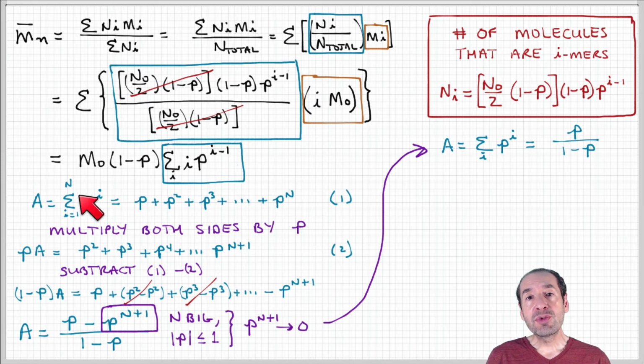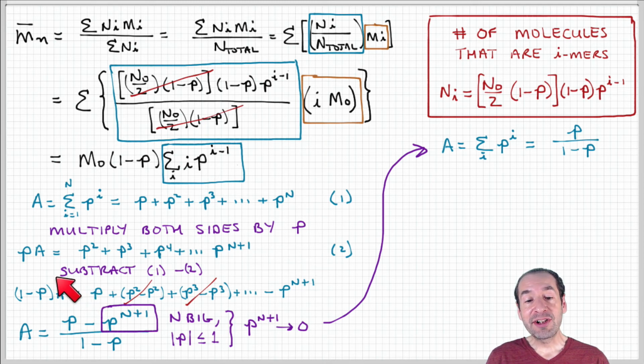Now, notice what happens if I multiply both sides by p. On the left-hand side, I have p times A, where A, again, represents the total value of the summation. And on the right-hand side, I have p squared plus p cubed plus p to the fourth, all the way up to p to the n plus 1. So now I'm going to do a little trick. I'm going to take equation 1 here, and subtract equation 2.